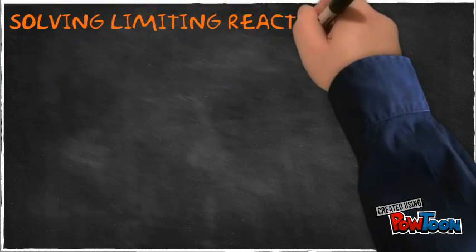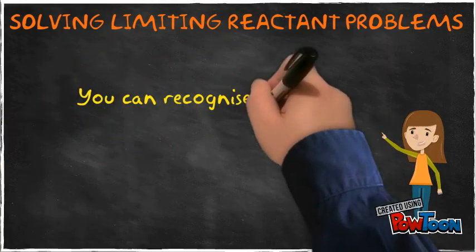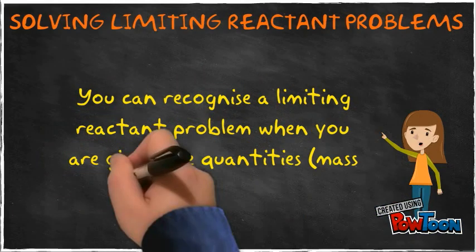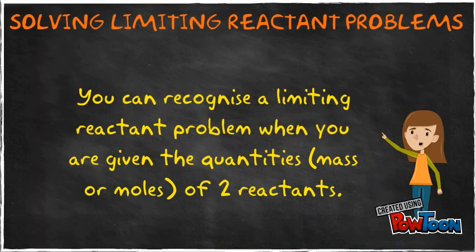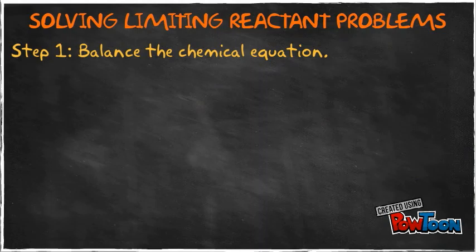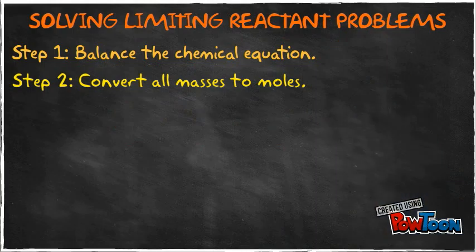So let's recap how to solve limiting reactant problems. The very first thing you'll need to do is recognize that it's a limiting reactant problem. And that's when you are given the amounts of 2 reactants. Now we're ready to start solving. Step 1, balance the chemical equation. Step 2 is to convert masses to moles. So now you'll know the actual amounts in moles that you have of each of your reactants. Remember, step 2 is actual, real-life, physical amounts.